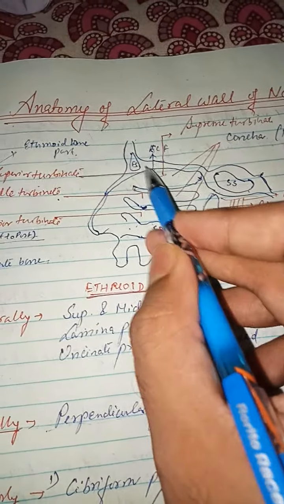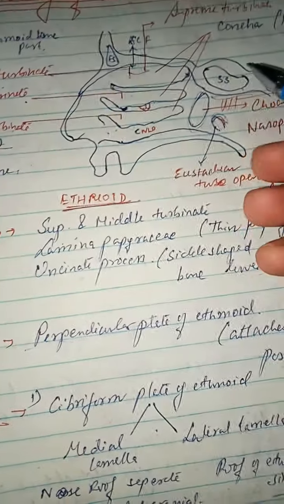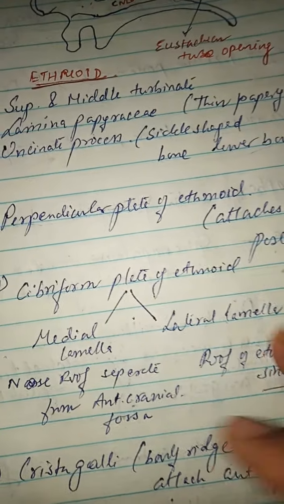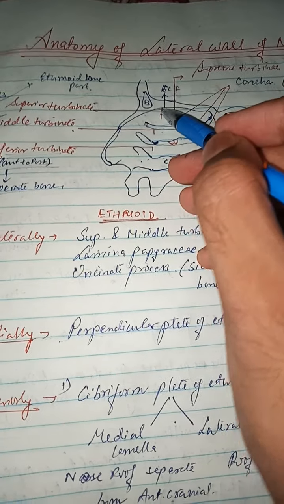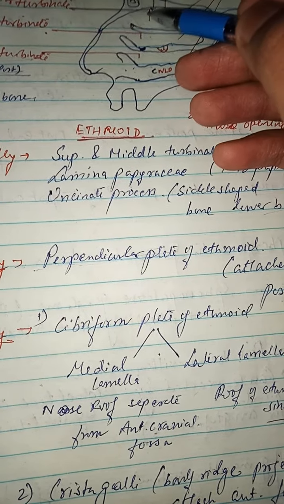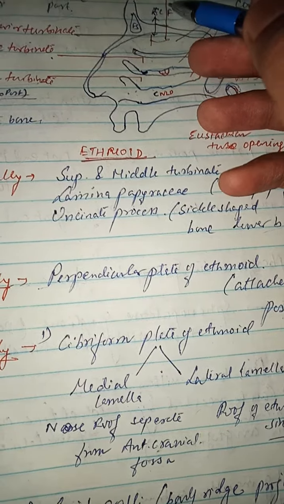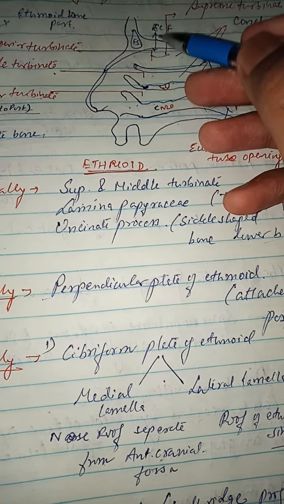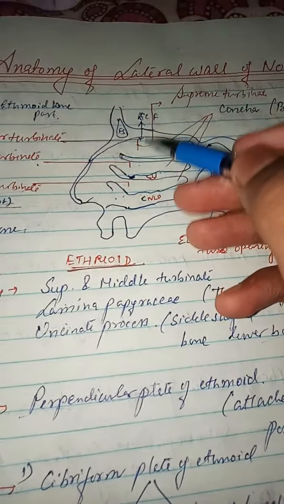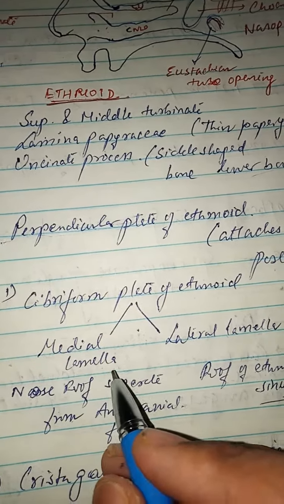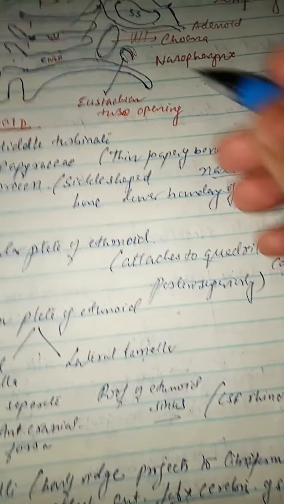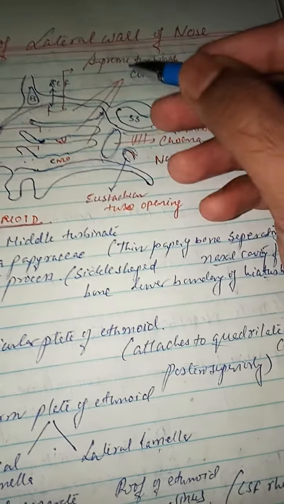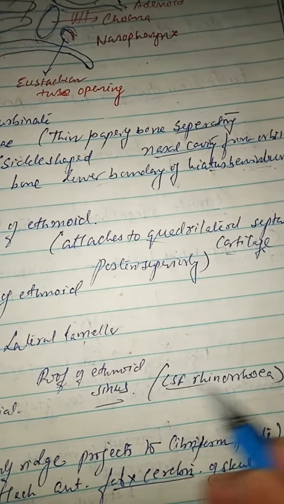Superiorly there will be the cribriform plate of the ethmoid, which has two parts, the medial lamella and the lateral lamella. The medial lamella separates the roof of the nose from the anterior cranial fossa. And what about the lateral lamella? The lateral lamella is the roof of the ethmoid sinus. It is a common area for CSF rhinorrhea.